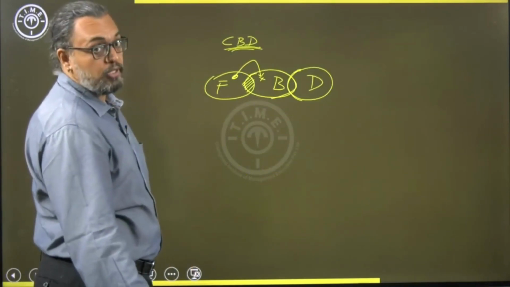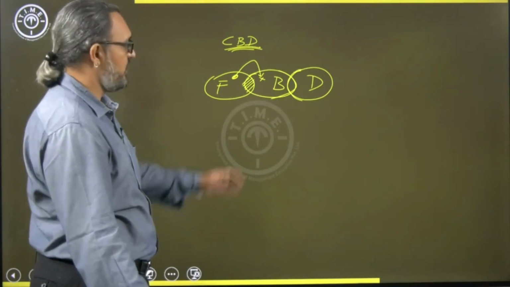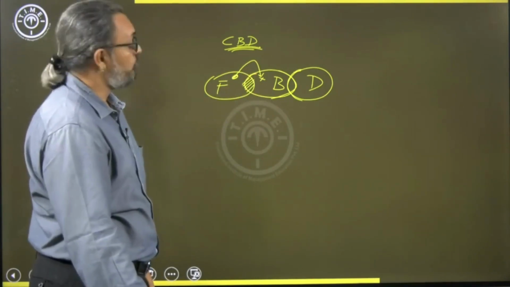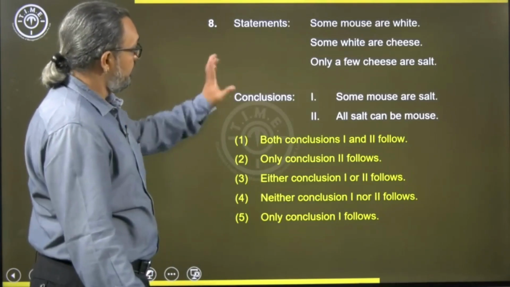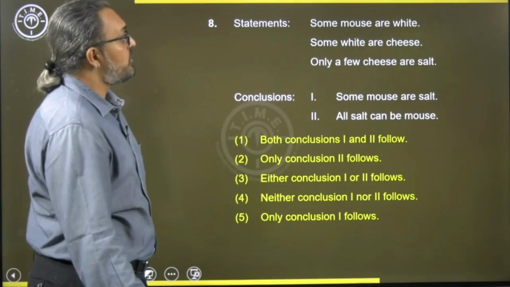You should not go to the alternate diagram and take a complementary pair here. Okay. Because a negative conclusion is already failing. So straight away say does not follow. Right. Then next, coming to the some mouse are white.